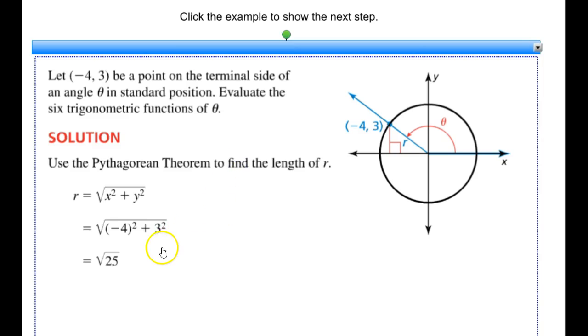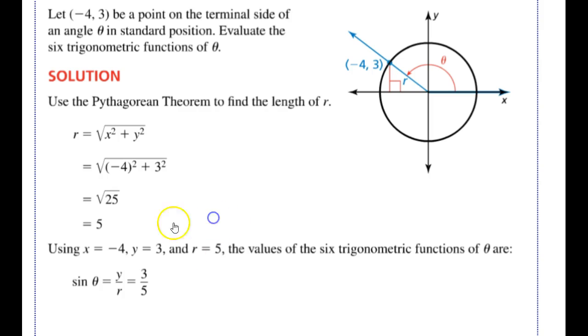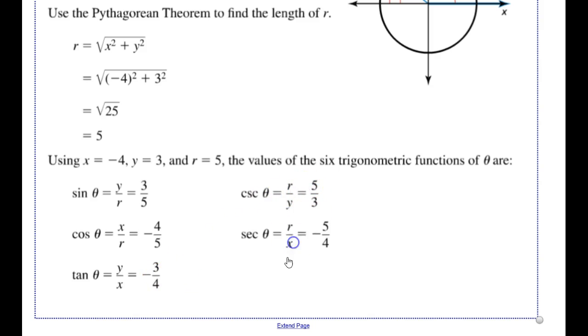So I do that first. I plug in my information and I find that r is 5. So now I have an x, a y, and an r, and I can find all of my 6 trig functions. I know that sine is y over r. I know that cosine is x over r. And remember, this negative goes with the x, so some of my values will be negative. My tangent is -3/4. Here's my cosecant, r over y. Secant is -5 over 4, and cotangent is -4 over 3.